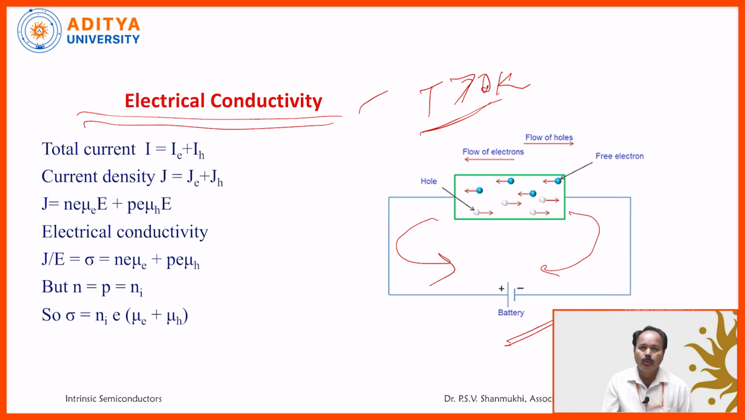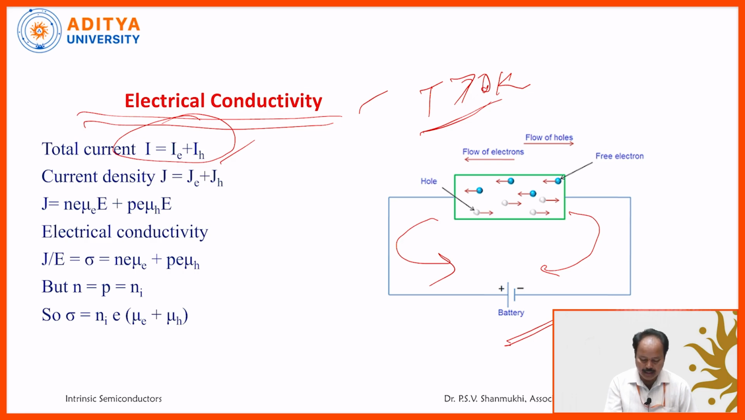That means both the charge carriers are producing the electrical conduction. This intrinsic semiconductor is said to have bipolar conductivity, because the conductivity is due to two types of polarities. So let us write the total current I is equal to IE plus IH. The total current is due to electrons and also holes. I suffix E stands for current due to electrons, IH for current due to holes.